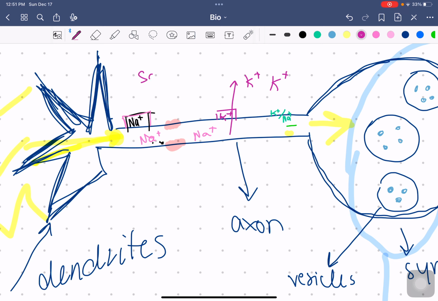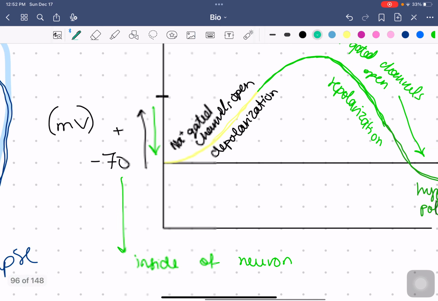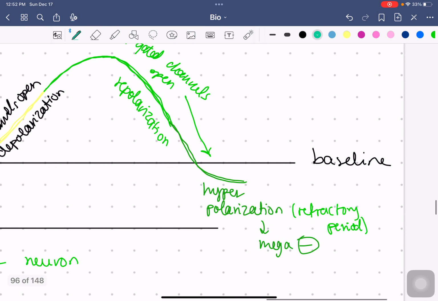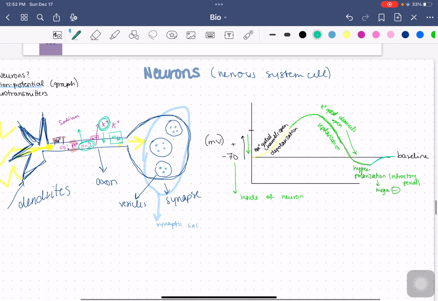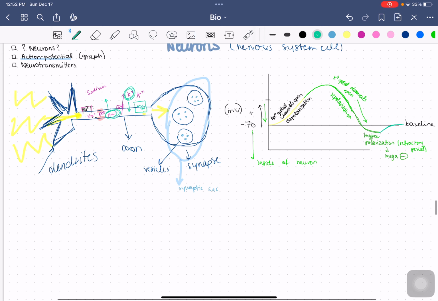The sodium belongs out here, and the potassium belongs in here. So what's going to happen is that this sodium-potassium pump is going to take the potassiums, bring them back inside against the gradient, and take the sodiums and bring them outside, also despite the gradient. What does that mean for our graph? Well, we're going back to baseline. And that is how electrical conduction happens in our neurons.